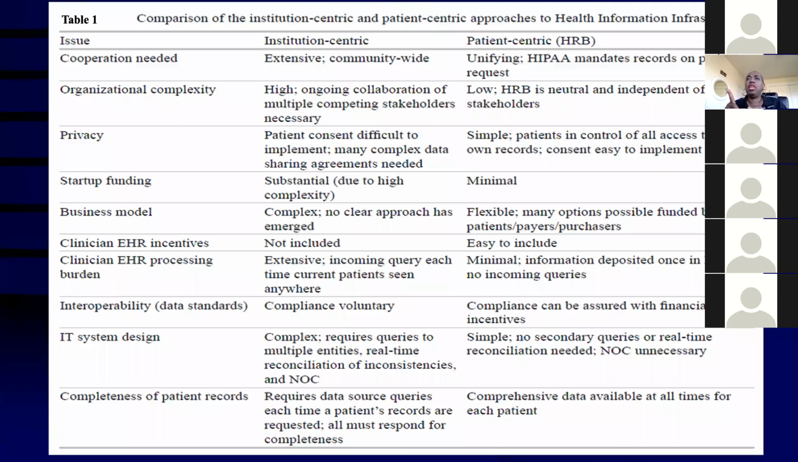So this table was from your text. There's a comparison between the institution-centric and the patient-centric. One of the things I think is interesting is that with the transformation happening with new, innovative technology, the business model is changing, right? The way care is provided is changing. What do you think about that?